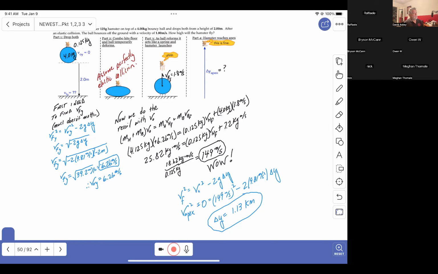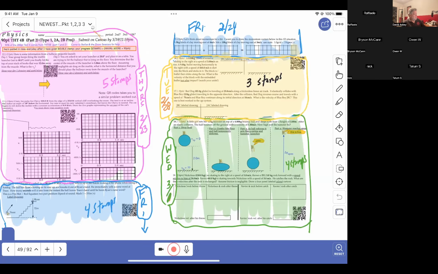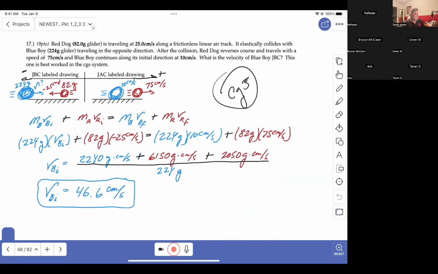So watch for the recording. And oh, more questions. Ben says, after that, can we go back to 17? Okay. So Rafa, you okay on 18? Take a screenshot if you want. Now 17, with Red Dog and Blue Boy and CGS. Take a screenshot.